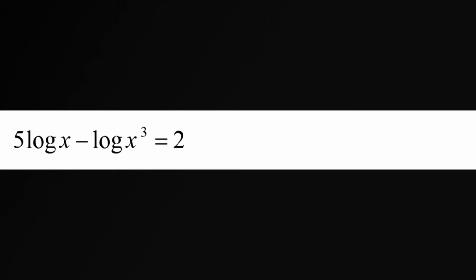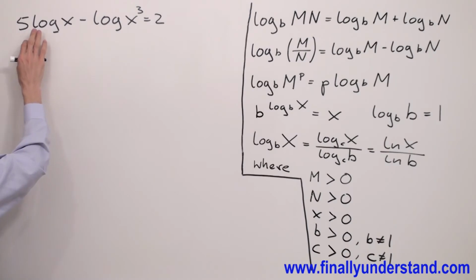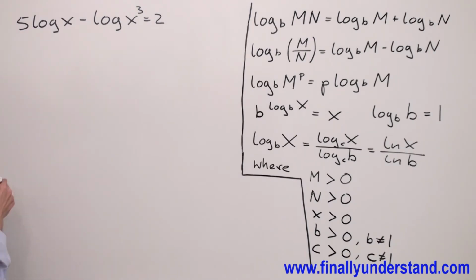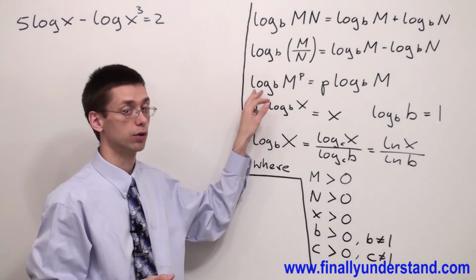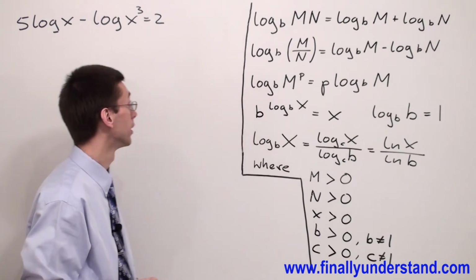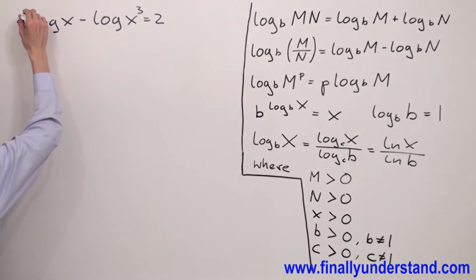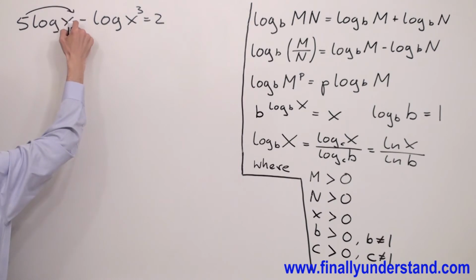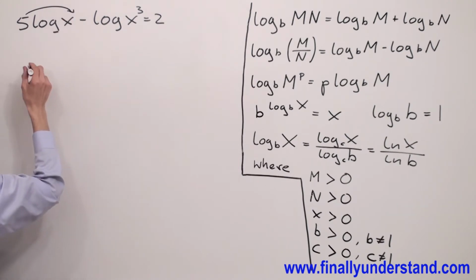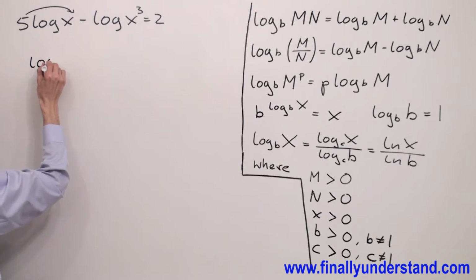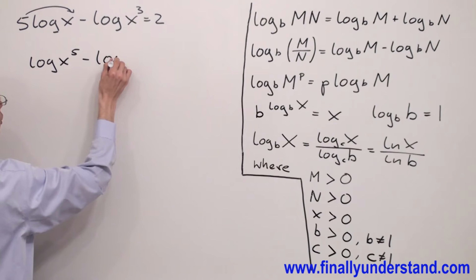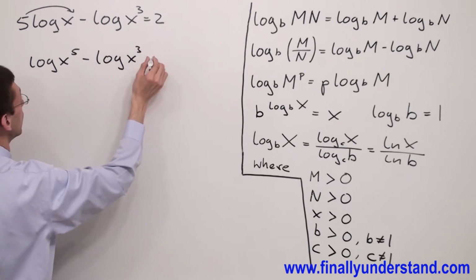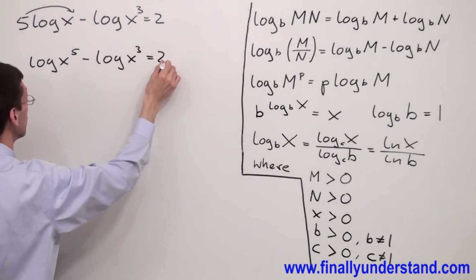Let's take a look at this example. We're supposed to eliminate coefficient 5 from the first log. How can we do that? By applying the property for the log of power. And this coefficient is going to be the exponent for my x. So I'm going to have logarithm x to the 5th power minus logarithm x to the 3rd power equals 2.